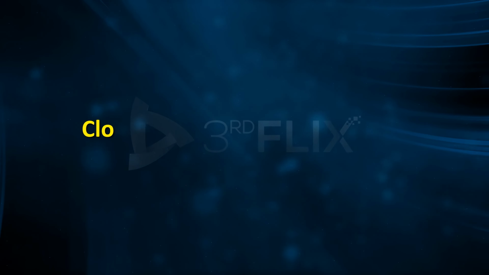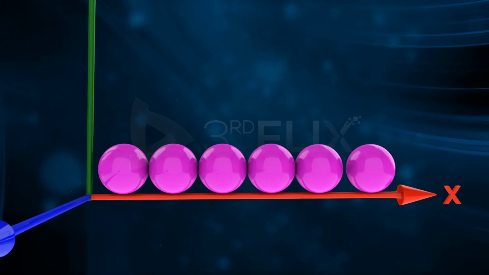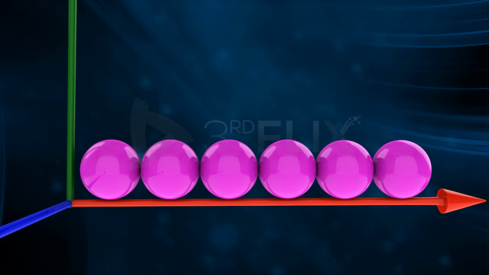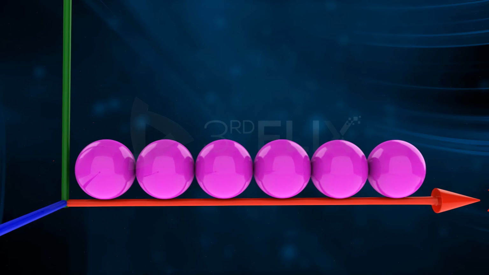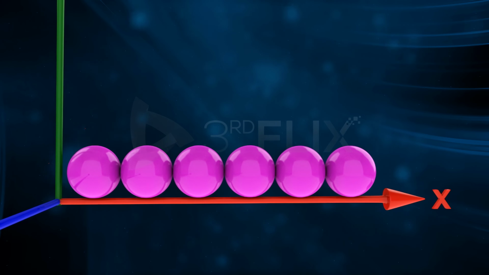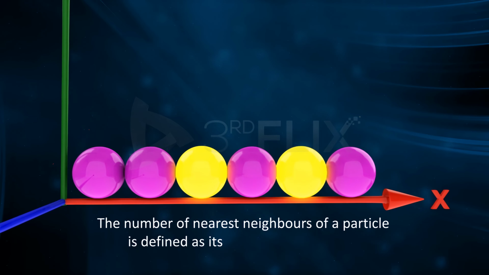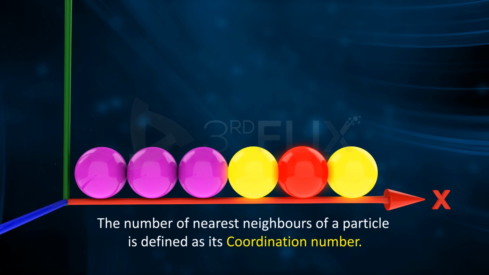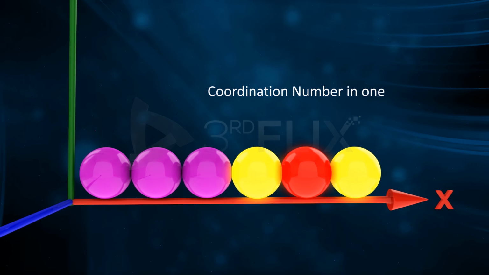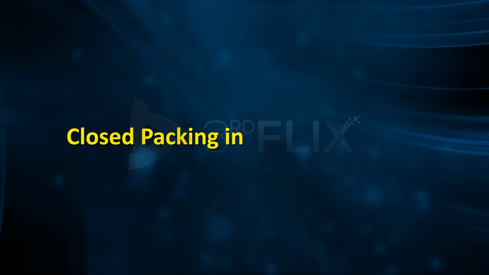Let's first understand close packing of particles in 1 dimension. There is only one way in which spheres can be arranged in a 1-dimensional closely packed structure. That is, in a single row, with the spheres touching each other. In this arrangement, each sphere is in contact with 2 of its neighbors. The number of nearest neighbors of a particle is defined as its coordination number. Therefore, the coordination number of a particle or sphere in 1-dimensional close packing is 2. Let us now look at close packing in 2 dimensions.